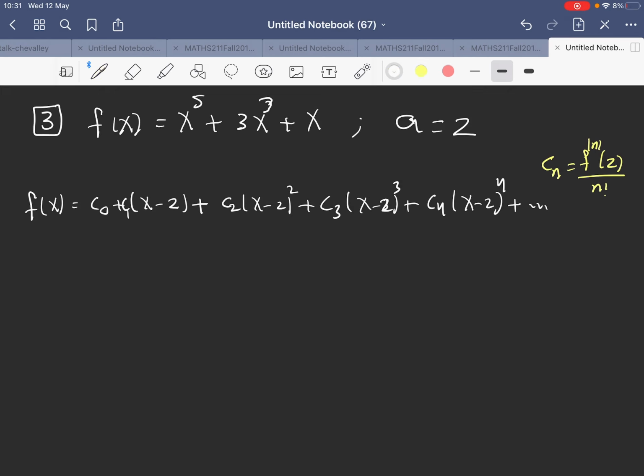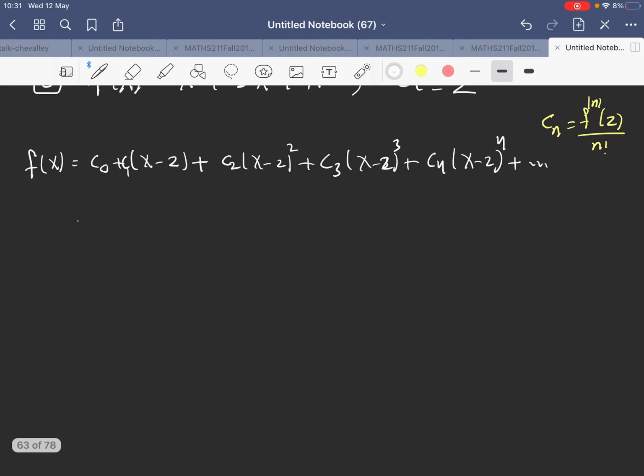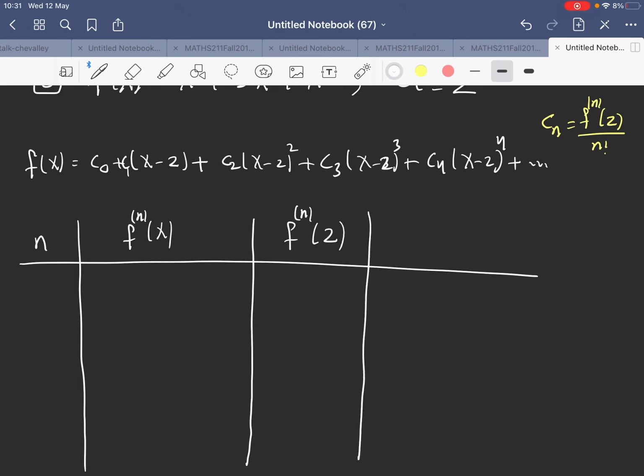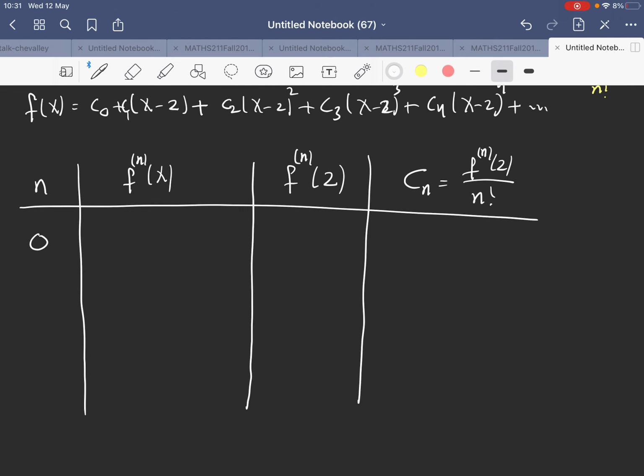and we substitute it at 2, because 2 is my center, and we divide it by n factorial. So what we'll do now is we'll make a little table here. And here is the derivative. And here is the derivative at 2 exactly. And here will be the Cn, which means the derivative at 2, and we divide it by n factorial. So we will do the first maybe 5 terms, and we see the pattern as much as we can.